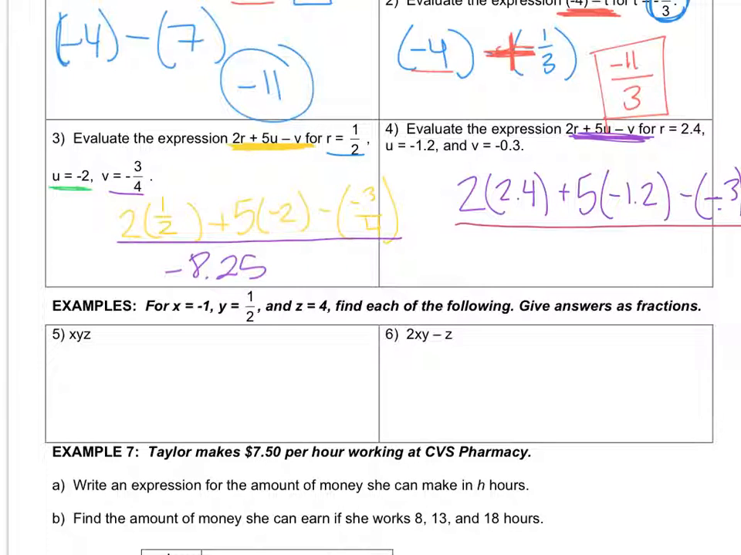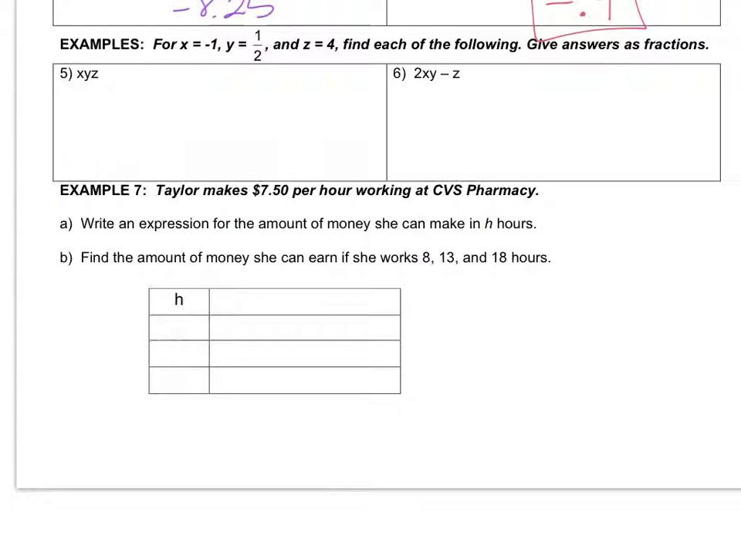You're going to get the value of negative 0.9. Okay, number 5 and 6 are a little different. It's telling us the values that we're using right here. Okay, and 5 and 6 are just going to be different expressions that we're plugging in for. So we're using the same values for 5 and 6. It says find each of the following, give answers as fractions.